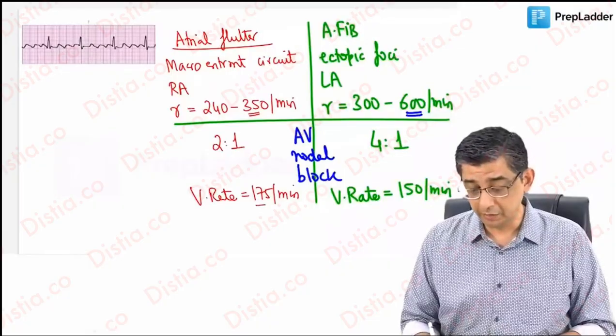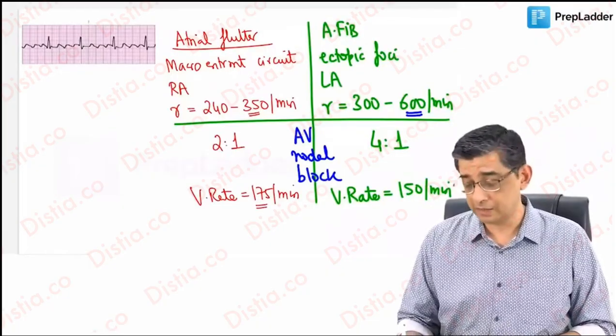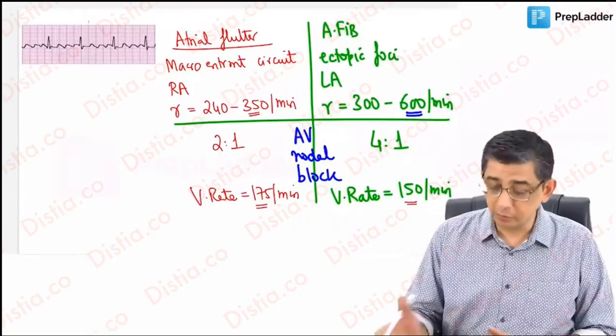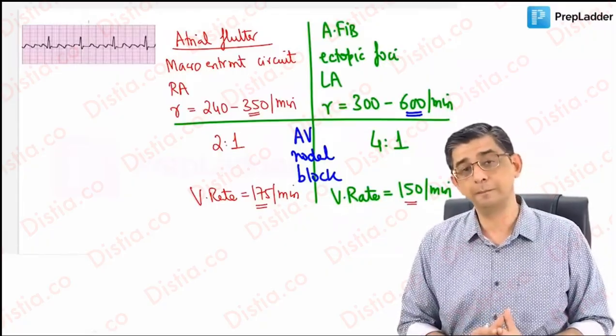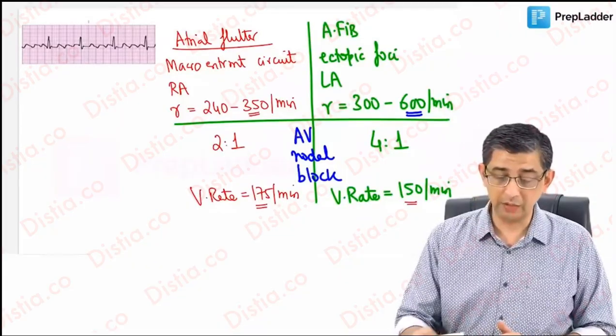And well, atrial flutter has a faster rate as compared to atrial fibrillation, guys. I proved that to you mathematically. How is it possible? Now we need to look at the ECG features.